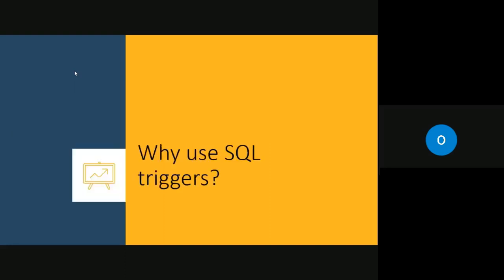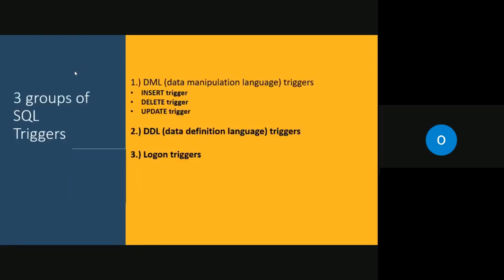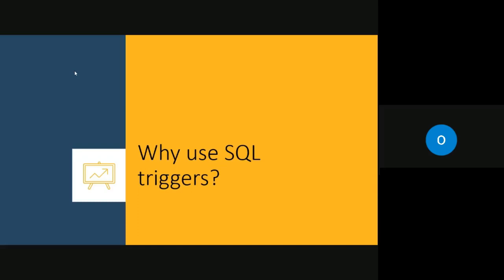So, why use SQL triggers? Because a trigger resides in the database and anyone who has the required privilege can use it. A trigger lets you write a set of SQL statements that multiple applications can use. And also, it lets you avoid redundant code when multiple programs need to perform the same database operation.